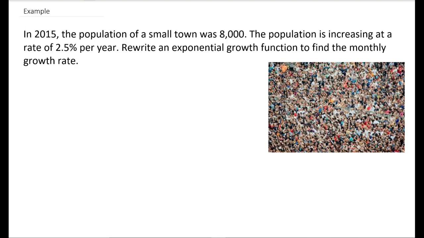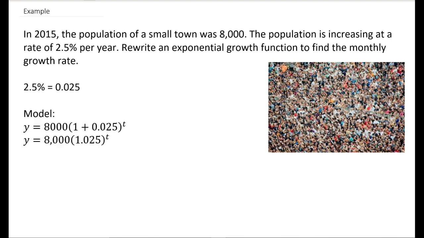All right, so in 2015, the population of a small town was 8,000 people. The population is increasing at a rate of 2.5% per year. Rewrite an exponential growth function to find the monthly growth rate. So we know that the initial population is 8,000. We know that the rate of 2.5% can be converted to a decimal, 0.025, and that will become our r in our formula. So we plug that in. So 1 plus r, we're dealing with a plus because we're talking about a population increase, okay? So therefore we have our exponential model.